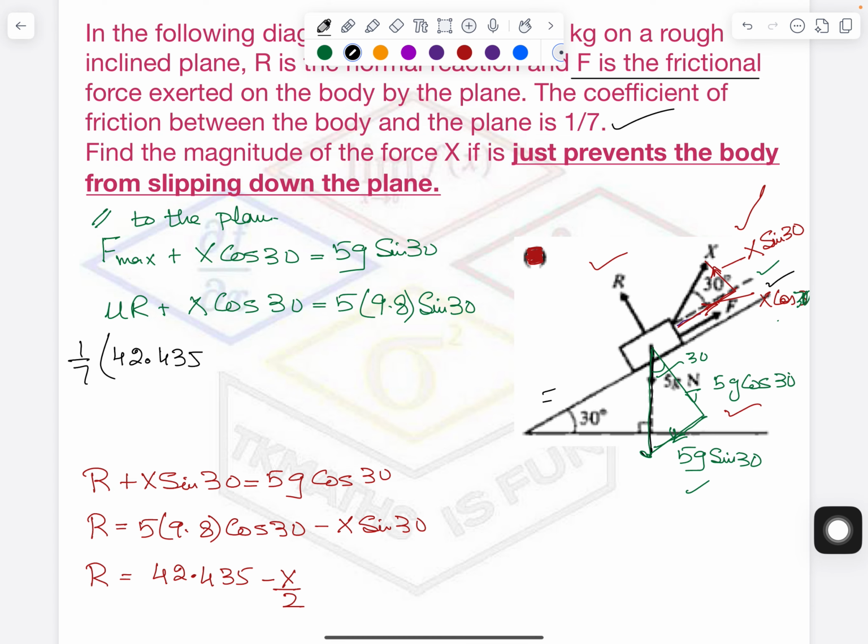By the way, I have taken more decimal places here because this is not the final answer. Final answer we write in 3 significant figures, but I'm going to use this value, so that's why I'm writing more decimal places here. And cos 30 is, let me use the calculator, root 3 over 2, times x is equals to 49 over 2. Now you have to use the calculator to simplify it.